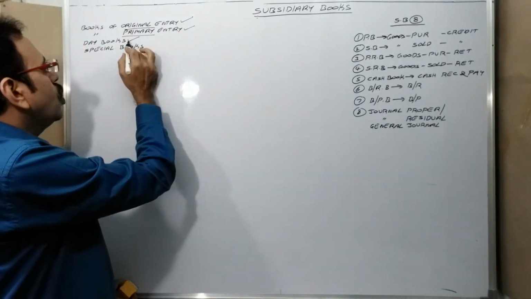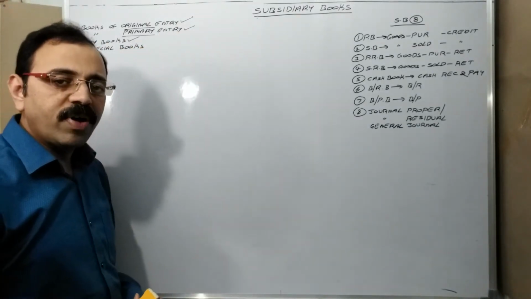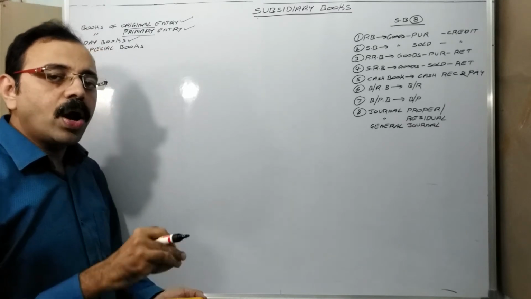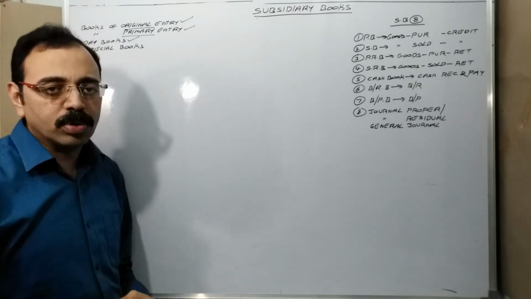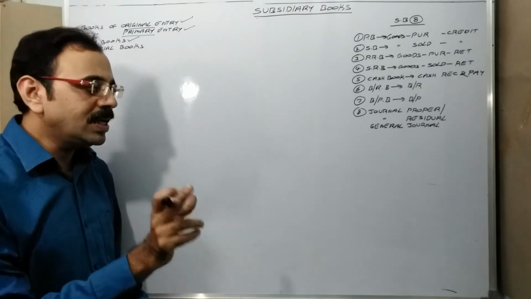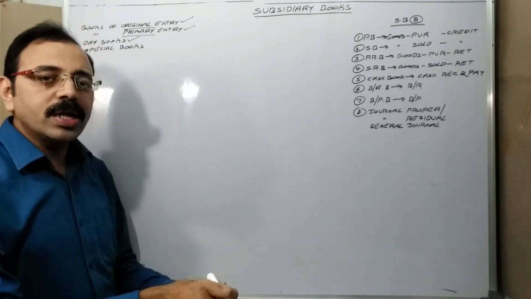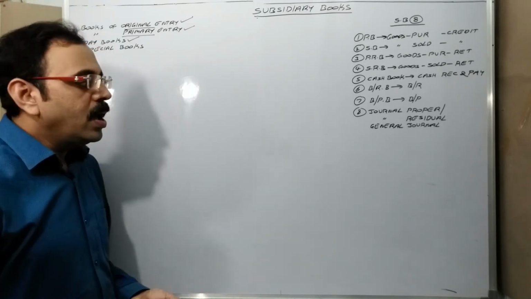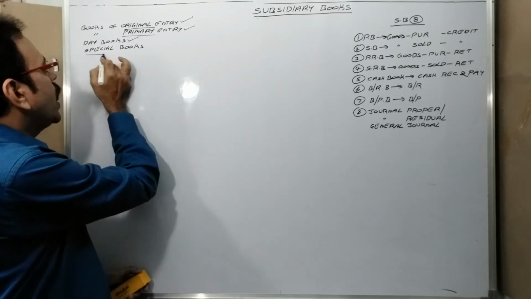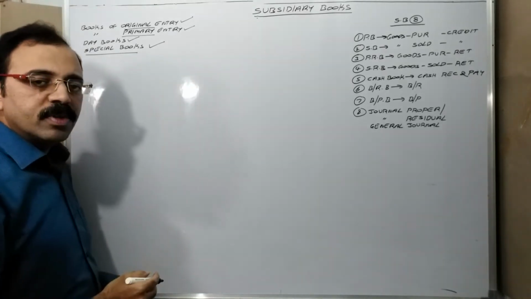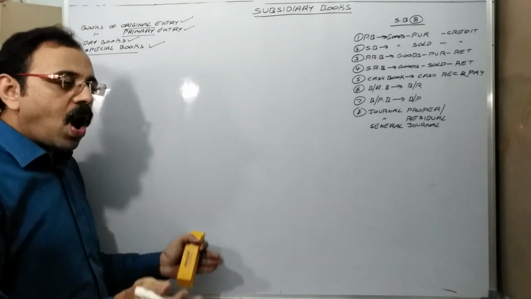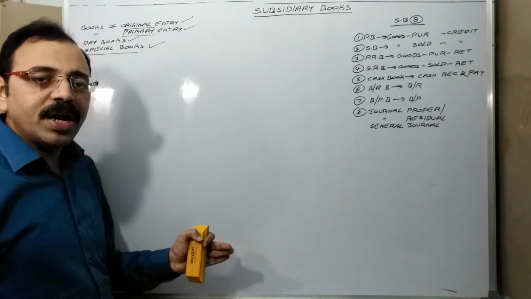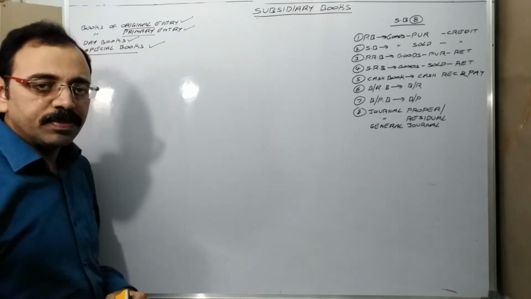Subsidiary books are also known as day books. Why? Because on a day-wise basis we prepare these books. Whenever there is a transaction, we record that in the books. And subsidiary books are also known as special books. Why? Because all activities are divided into some groups.